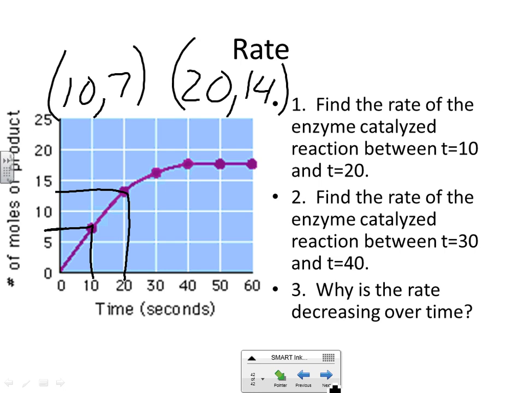Find rate, you find slope. Change in y, so 14 minus 7, over change in x, 20 minus 10. You have to do y over x. So we end up with 7 over 10, or go ahead and divide it out, 0.7. 0.7 what? Moles over seconds, right? Moles per second.